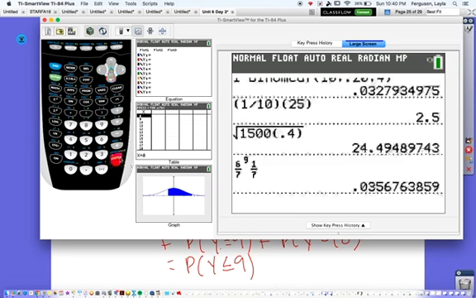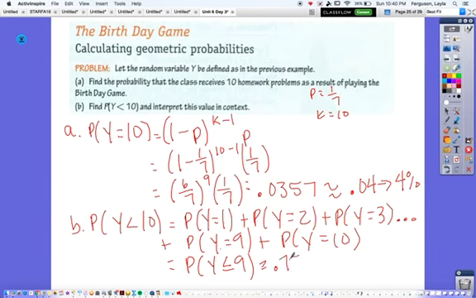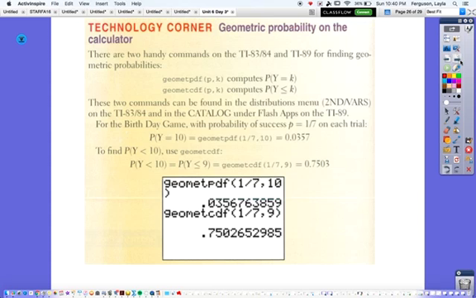And so whenever we do that, we would get 0.75, which turns out to be 75%. So what that means is there's about a 75% chance that the class will get less homework by playing the birthday game. And once again, these are your steps in order to be able to do it on the calculator.